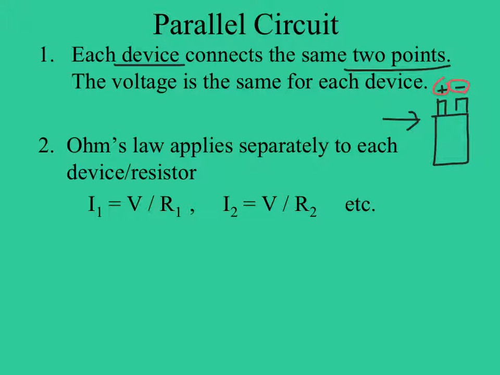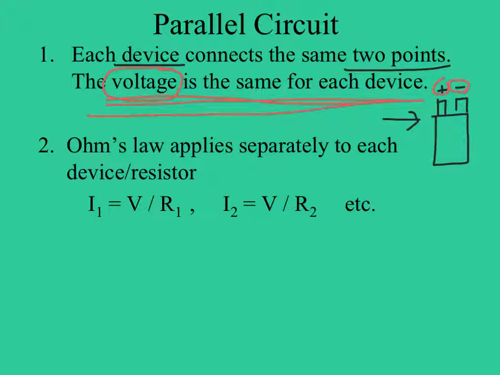Because they each are connected to the same 2 points, voltage is going to stay the same throughout. Unlike in a series circuit where the voltage drops with each light bulb, here voltage is the same throughout. So whatever the voltage is of the battery, that's going to be the voltage in each resistor or light bulb. Okay, so that's one main difference between series and parallel. Make sure you write that down. Voltage is the same for each light bulb or device in a parallel circuit.